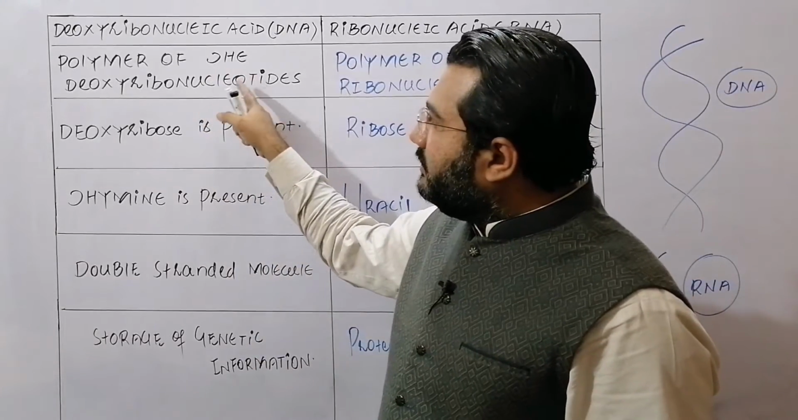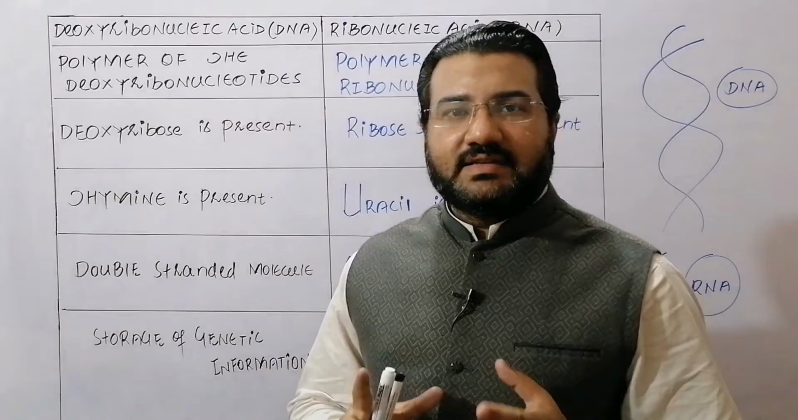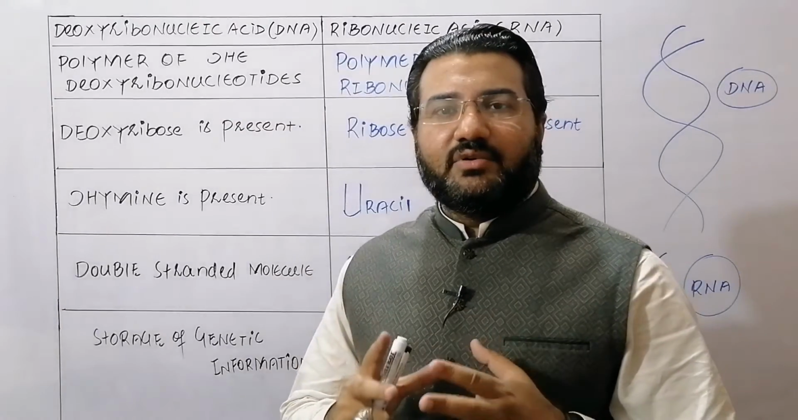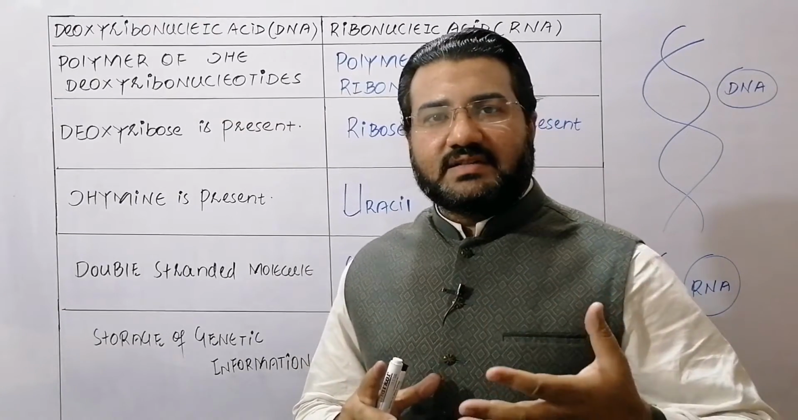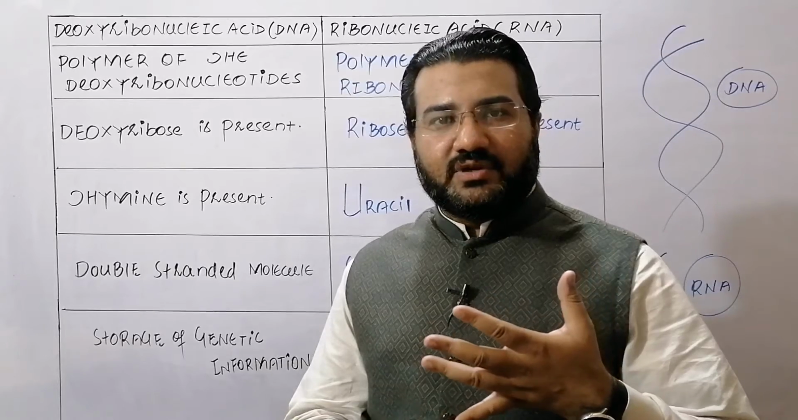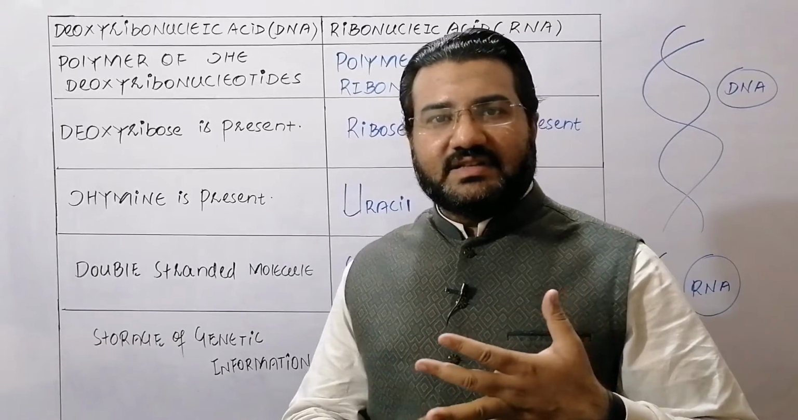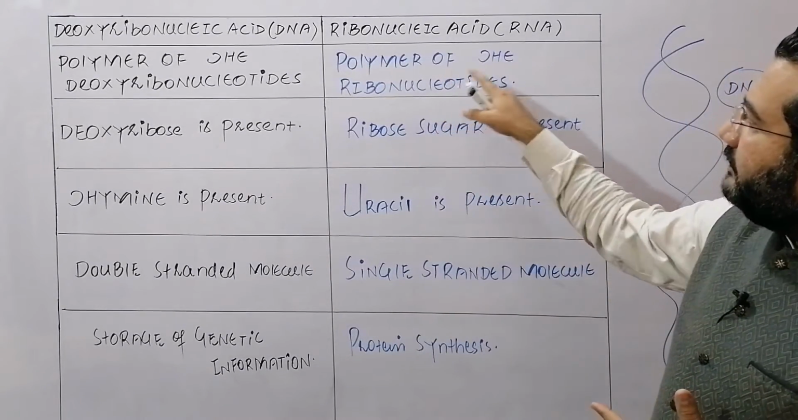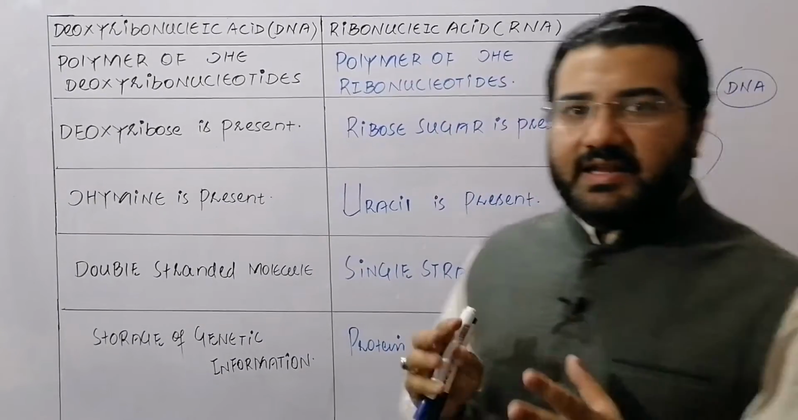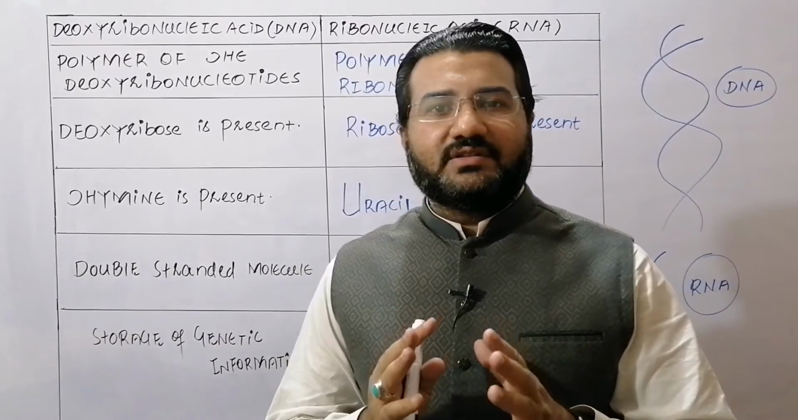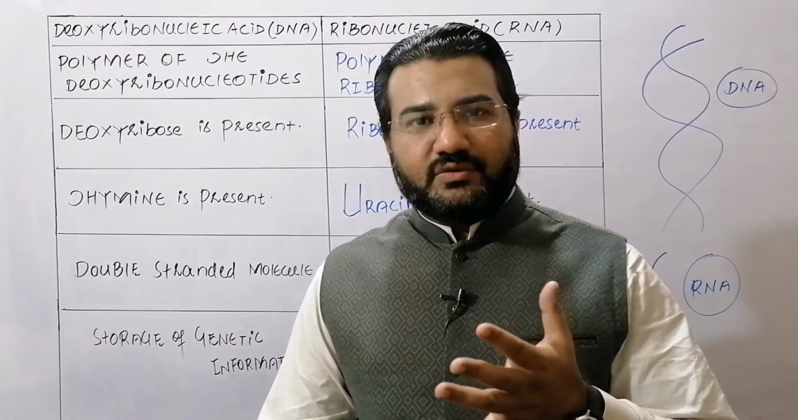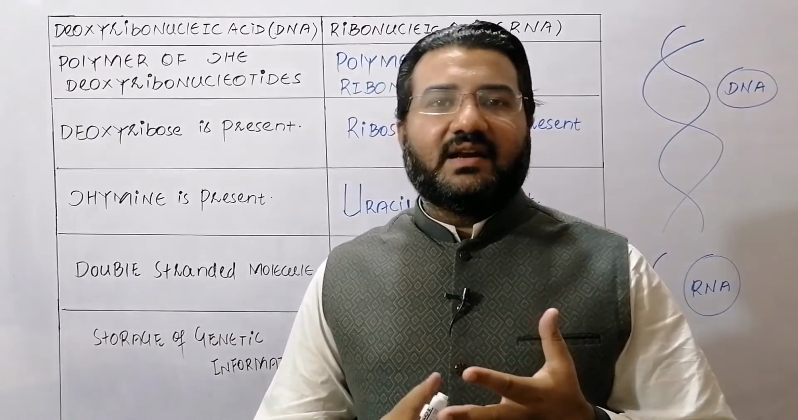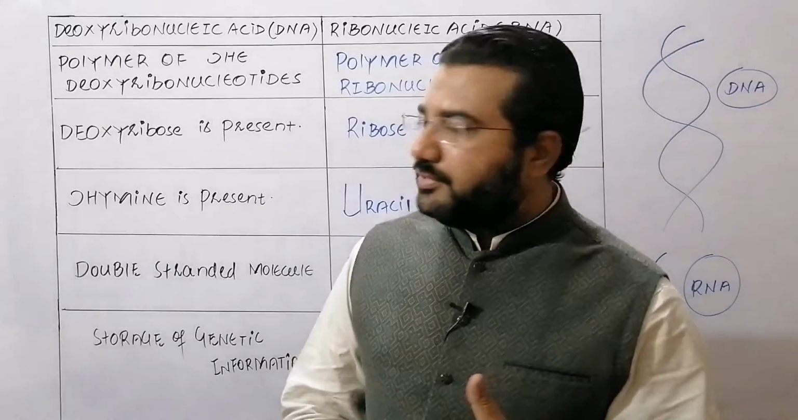DNA is a polymer of deoxyribonucleotides and each deoxyribonucleotide consists of three parts. One is the deoxyribose sugar, second is the nitrogenous base, and third is the phosphate group. While RNA is a polymer of ribonucleotides and each ribonucleotide molecule consists of three parts: ribose sugar, nitrogenous base, and third one is the phosphate group.